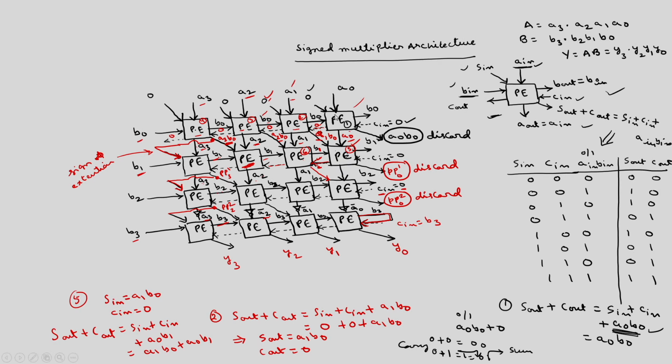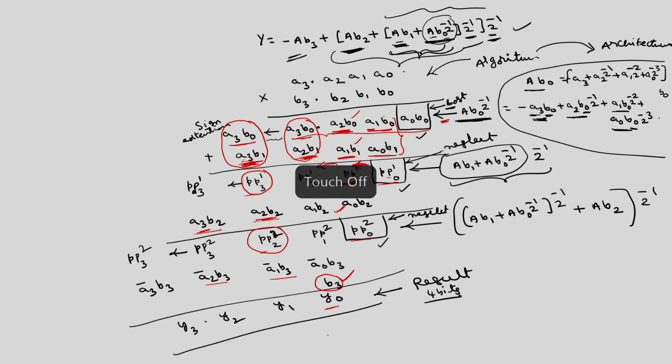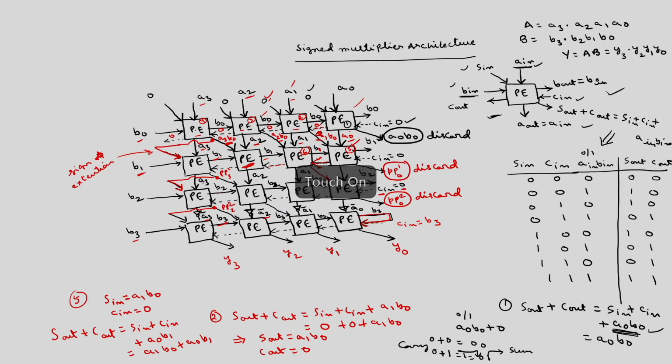So, you see about the signed multiplier architecture, I have just mapped this algorithm onto architecture. This algorithm is what I developed in the last lecture. So, we just mapped this onto the architecture. These are 4 bits. If you want to retain these bits also, then you can increase the accuracy. Otherwise, you can neglect them also. So, this is about the complete signed multiplier architecture.